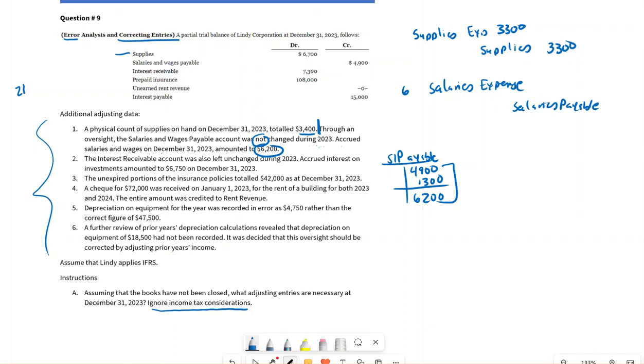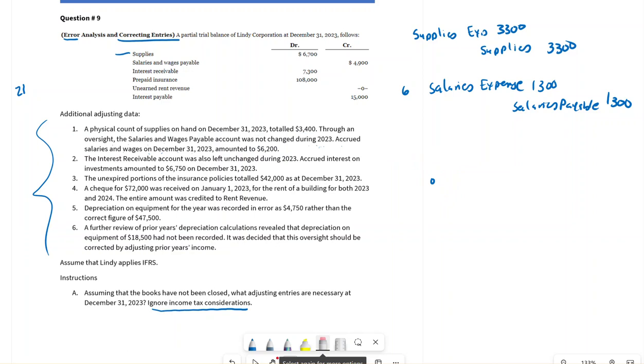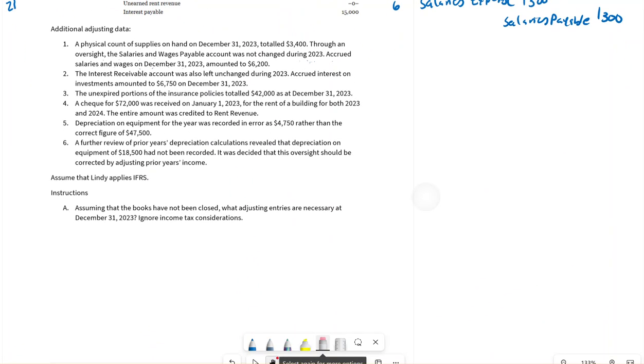And then what I'm going to do is I needed to do an entry for 1,300. So that will be the entry for your 1,300. So that's my entry. So going further, what we have is the interest receivable account. What happened to your interest receivable account was left unchanged. Accrued interest in the amount was 6,750 on December 31st.